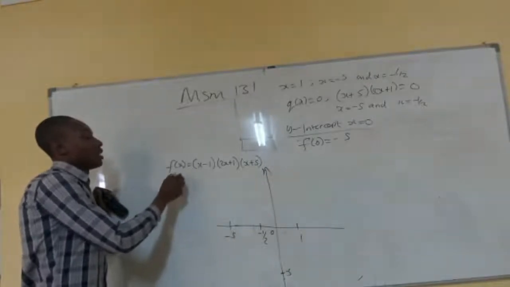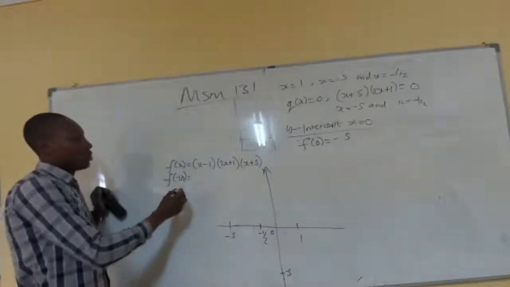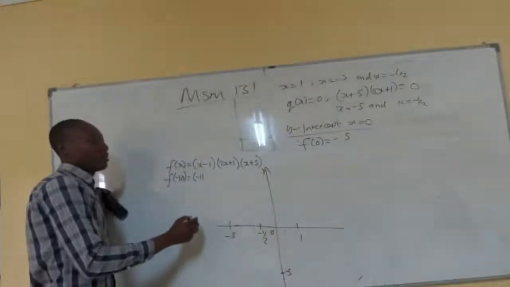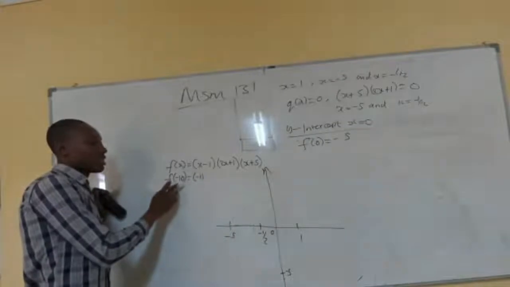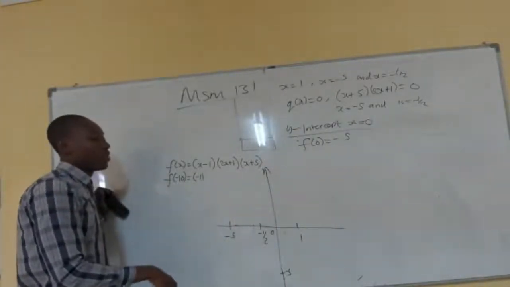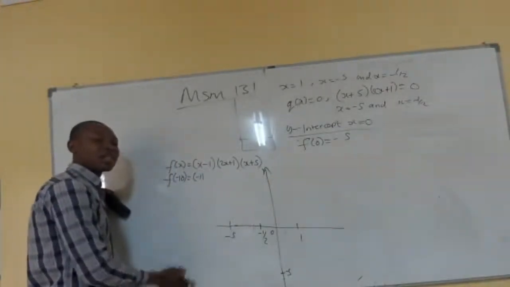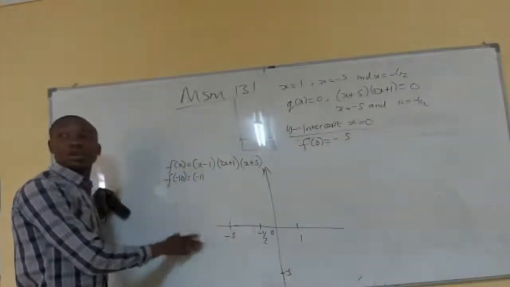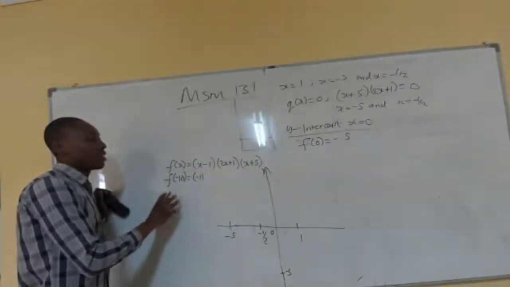So f of negative 10, what are we going to have? You'll notice it will be negative 11. I'm not interested in the answer, I'm interested in the sign, because this value is going to give us the value in y. We want to know, is this thing coming in the negative part of y or the positive?